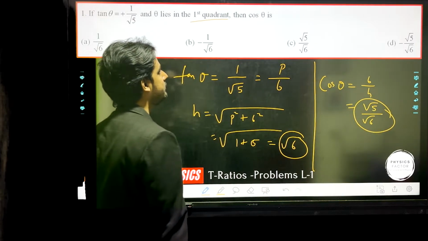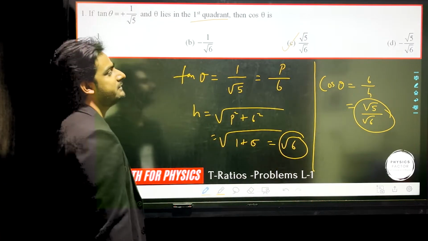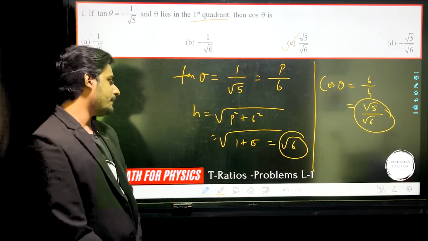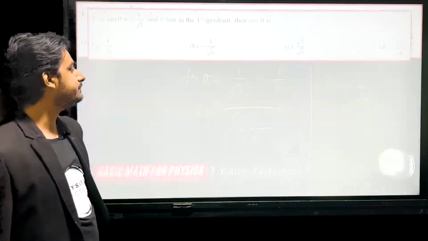Now we can see which option is correct. So we have option C. Option C is correct. Alright, so that's how we solve question number 1. Let's move to question number 2.